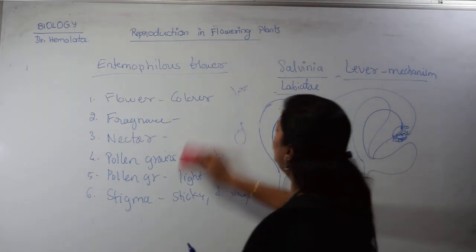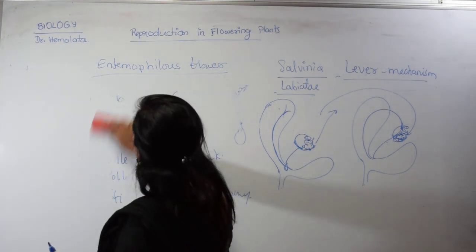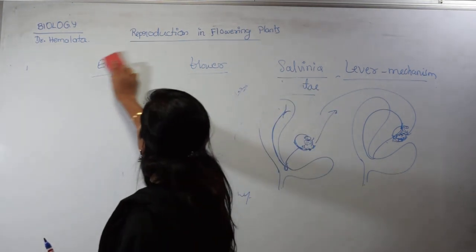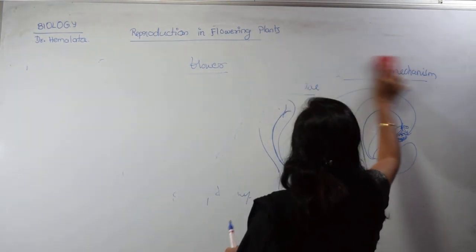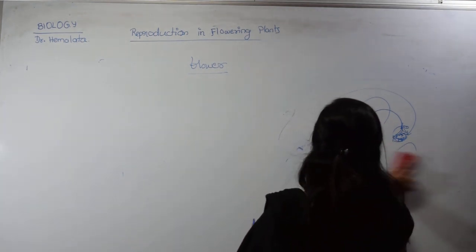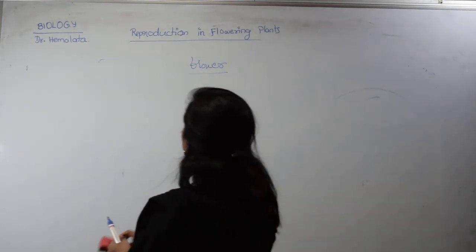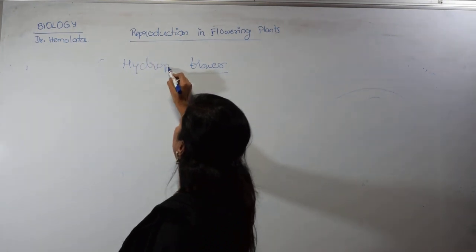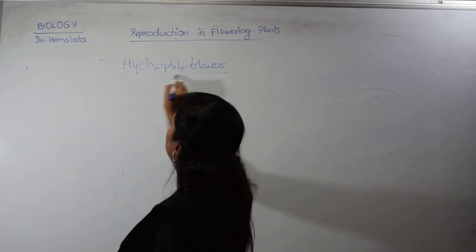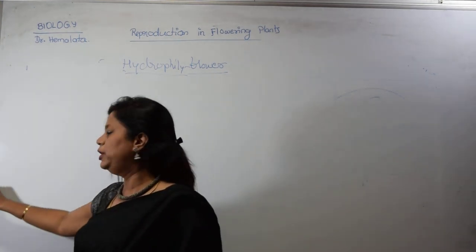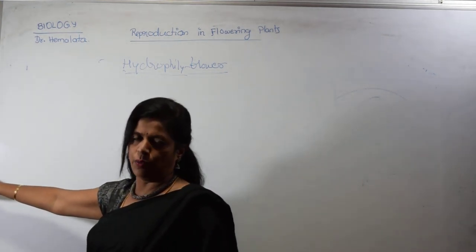Now, let us move on to hydrophily. Hydrophily refers to pollination through water current, right? So, characters of hydrophilous flowers. Okay. One example I'll give you directly by showing you the diagram of how it looks.